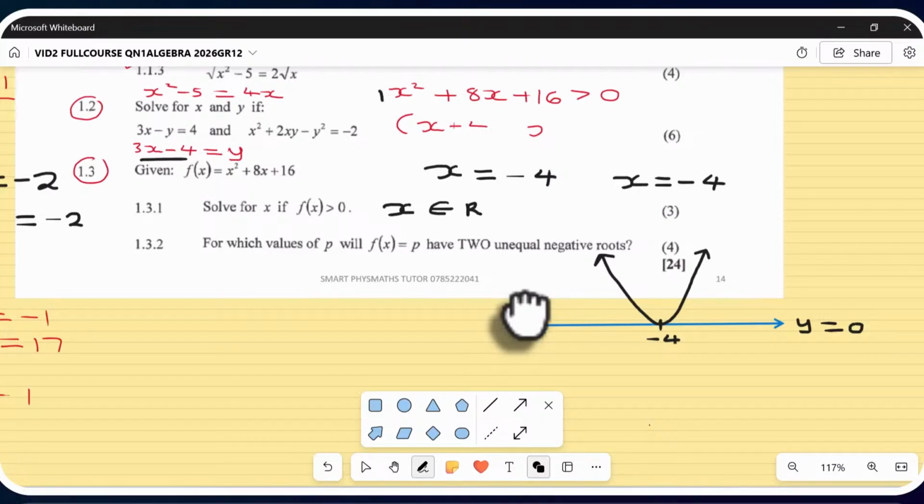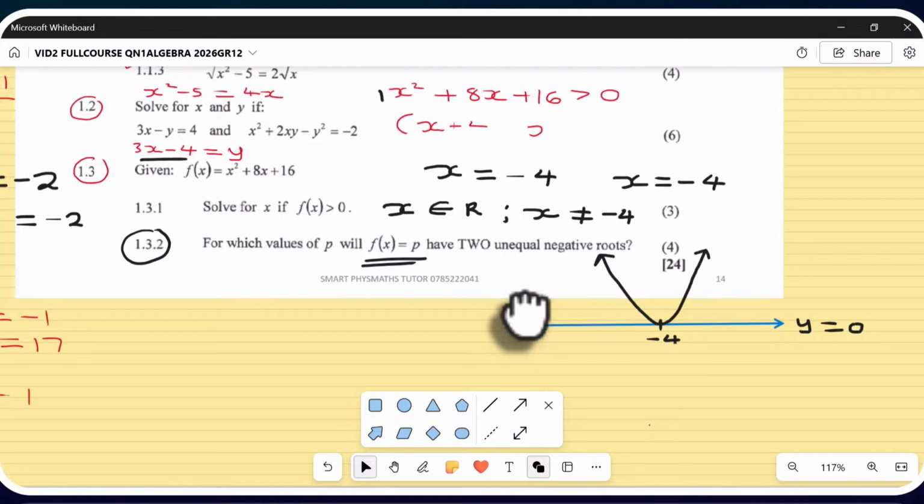F of x equals to p. Okay, f of x equals to p. But then what was our f of x? Now our f of x was here. They give us x squared plus 8x plus 16 equals to p. So I can say minus p.